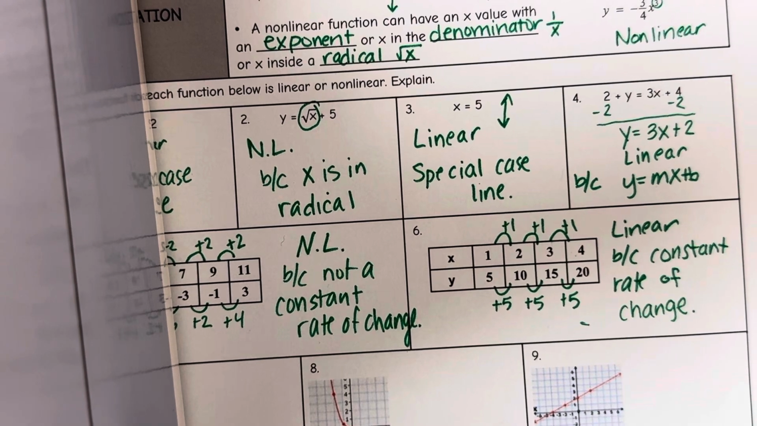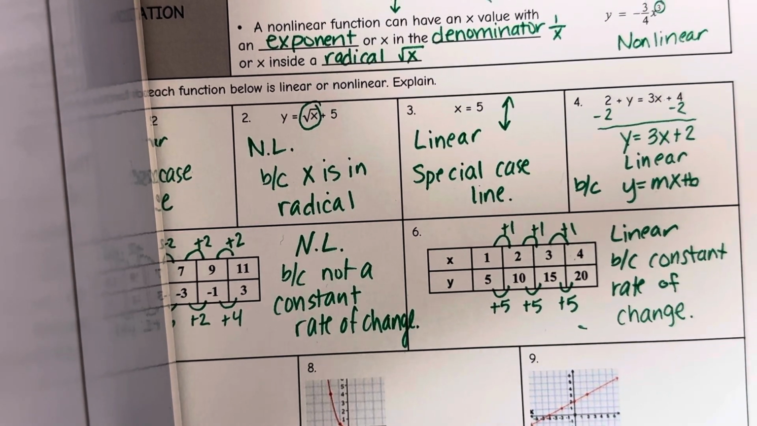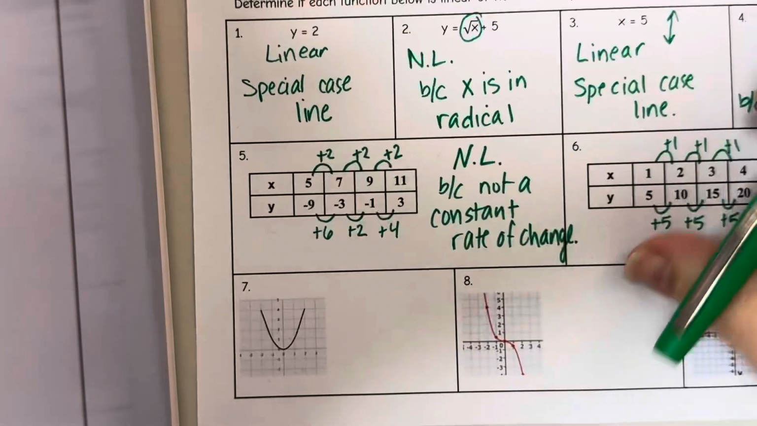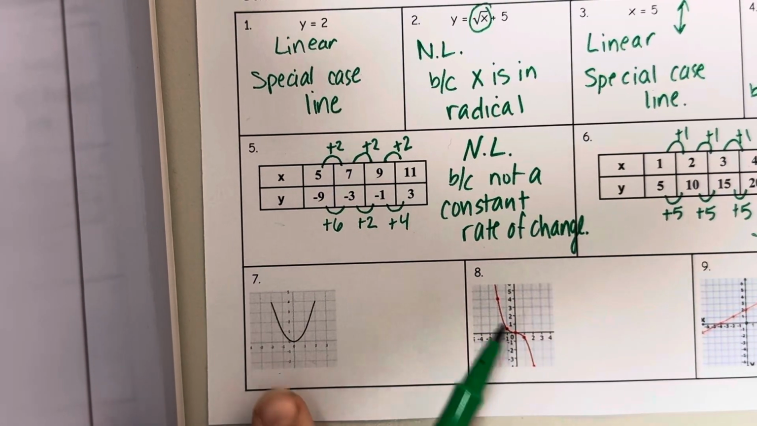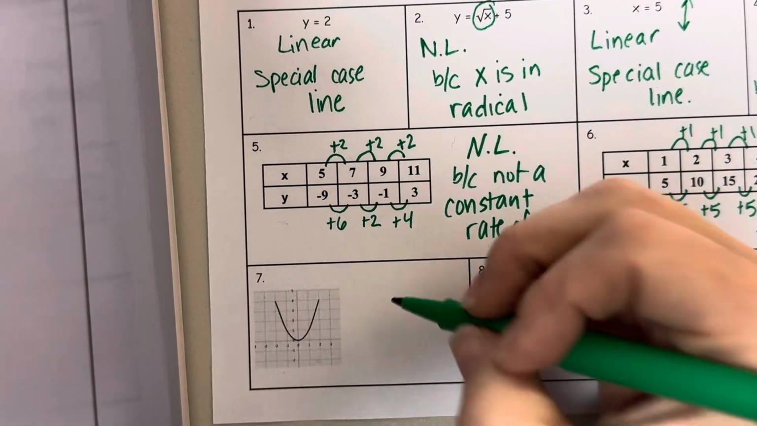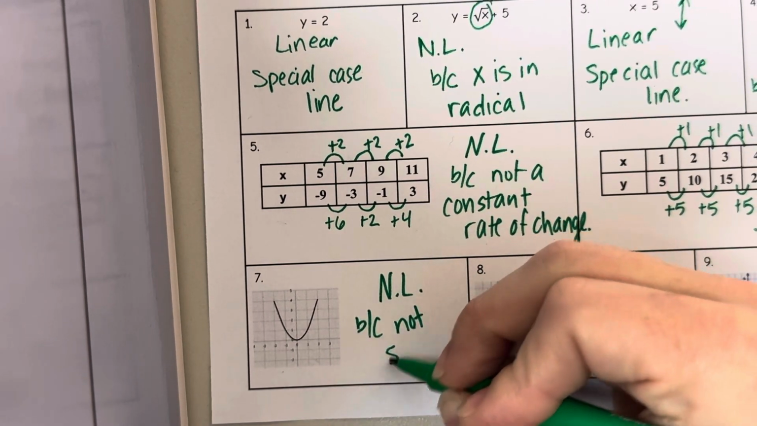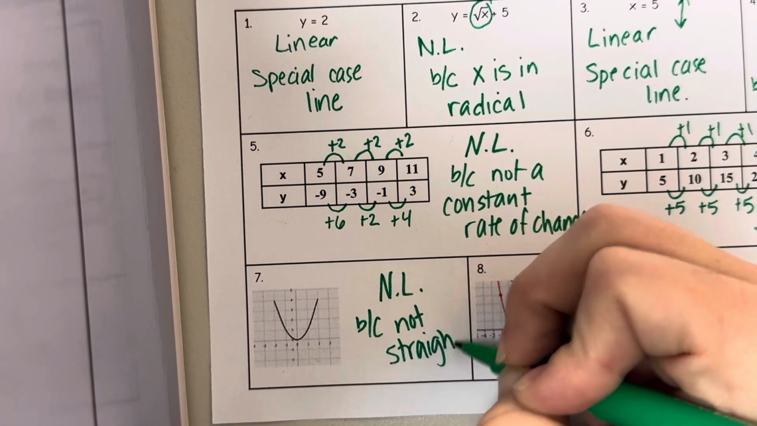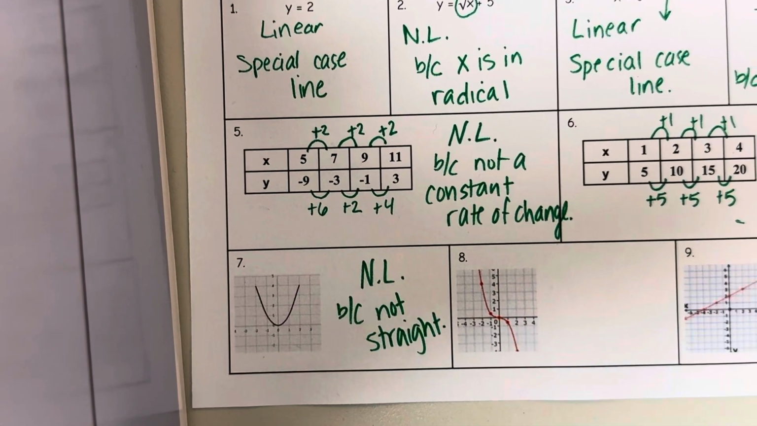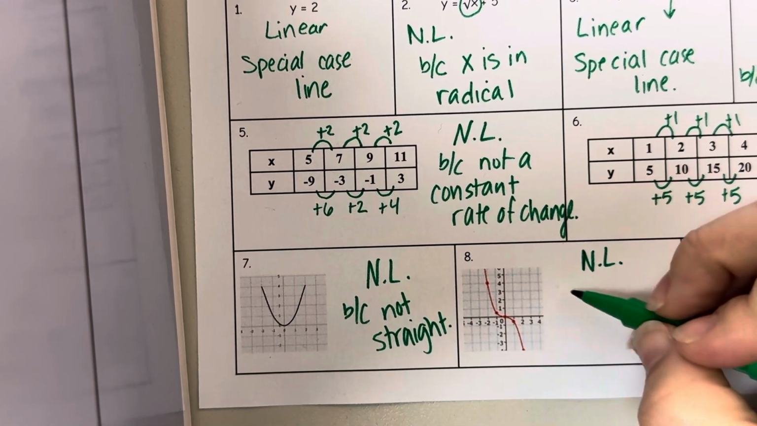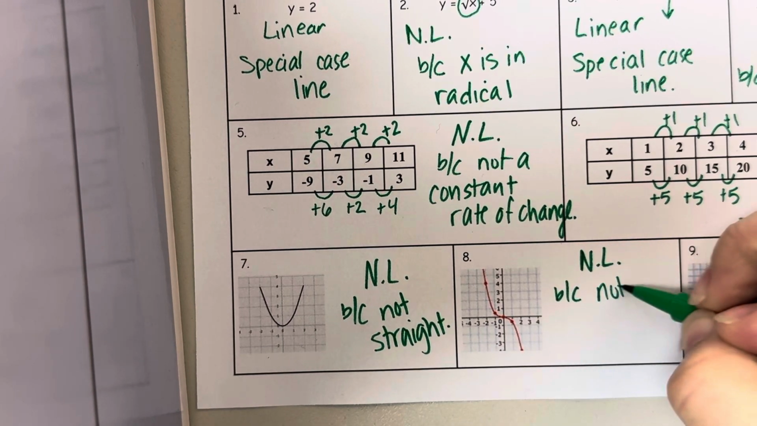Okay, we're going to look at a few graphs. This is probably the easiest way to recognize a linear function. If it's a straight line, it's a linear function. If it's not, it's not a linear function. So here I've got a curved graph. This is not linear because it's not straight. Number 8, I also see this curving graph. So this again is nonlinear because it is not straight.